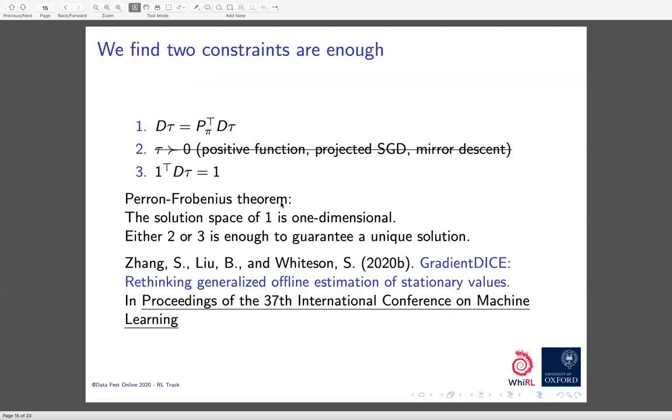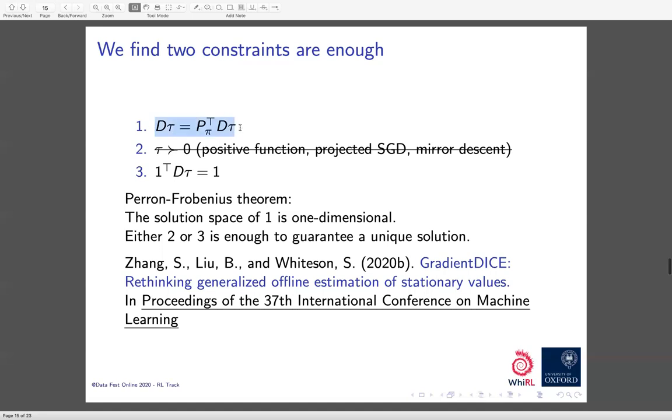But fortunately, in our recent work, GradientDICE, we find that actually we don't need 3 constraints. 2 constraints are enough. The Perron-Frobenius theorem says that the solution space of the reverse Bellman equation, the first equation, is 1-dimensional, which means either the positive constraint or the normalization constraint is enough to guarantee that there is a unique solution. We only need 1 of 2 and 3.